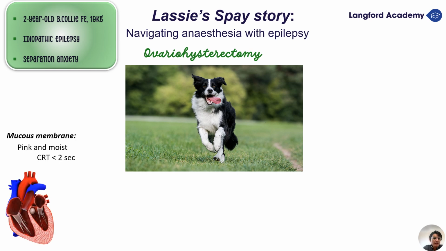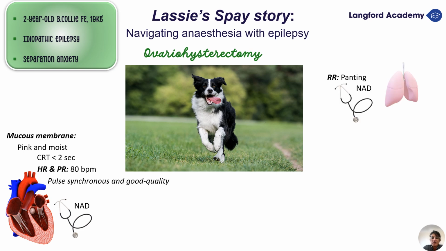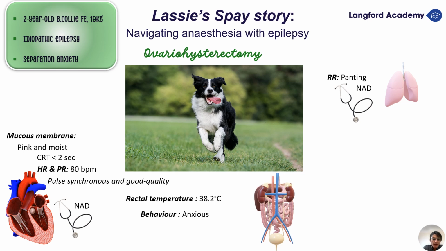So on the clinical exam, mucous membranes are pink and moist, CRT is less than 2 seconds, heart rate and pulse rate are pulse synchronous and good quality, and the heart rate is 80. On the heart auscultation, nothing to declare. Same for the lung auscultation. She's got a normal temperature, but she's very anxious, and her pain score is 1 out of 20.